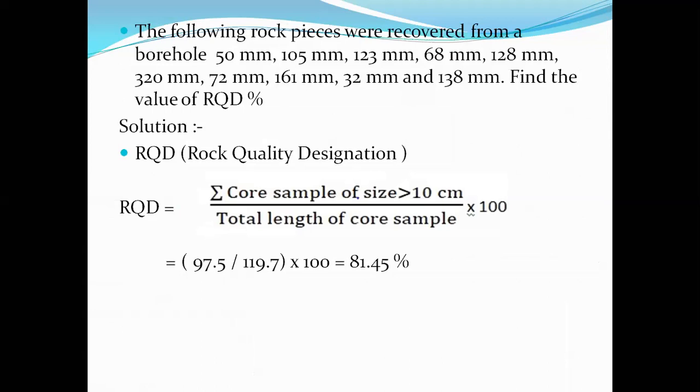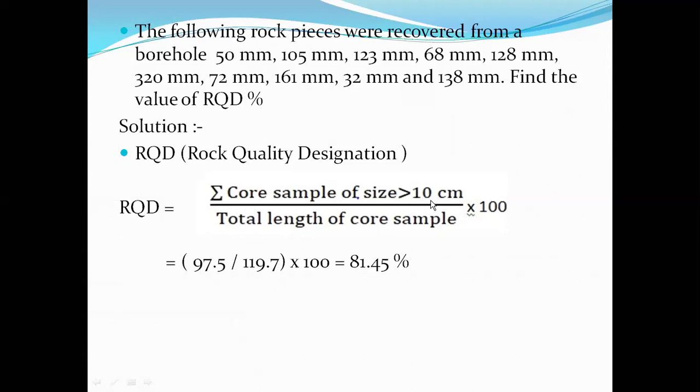So here, as he has not given the complete core length, we'll assume that there is no crushing. The only thing is we got small pieces. If there is no crushing, how much is the total length now? We need to add all of them. This is in mm, right? So I need to add all of them. Now, if I convert this, see what is the value of RQD?